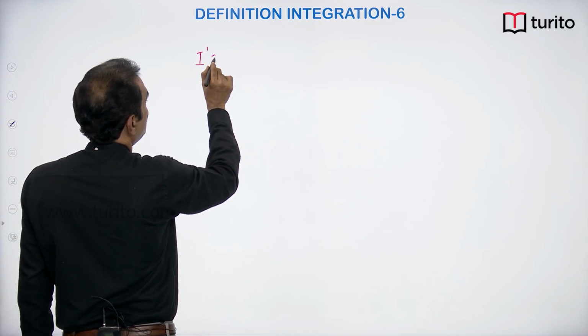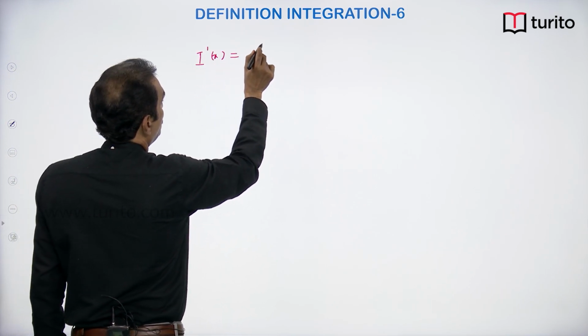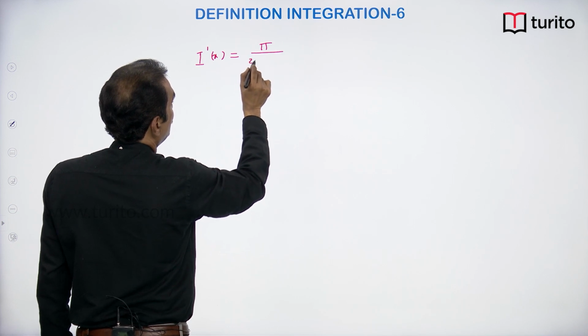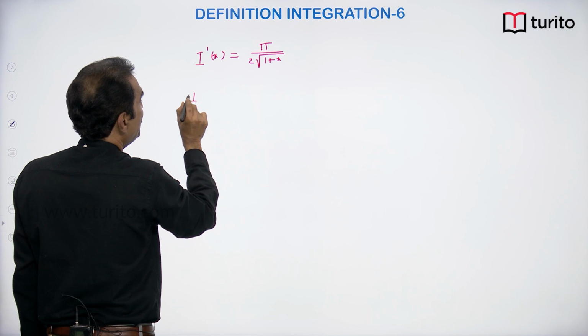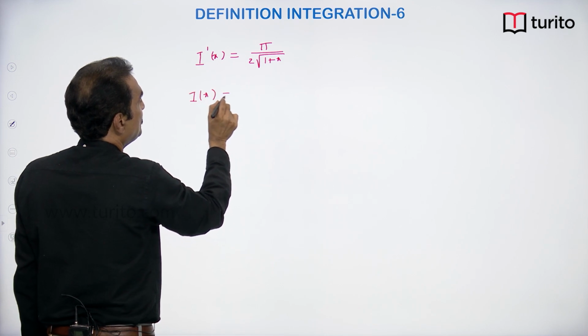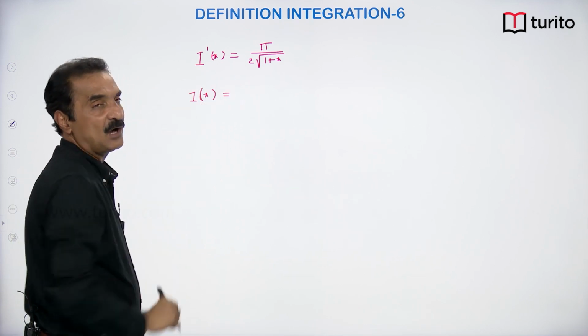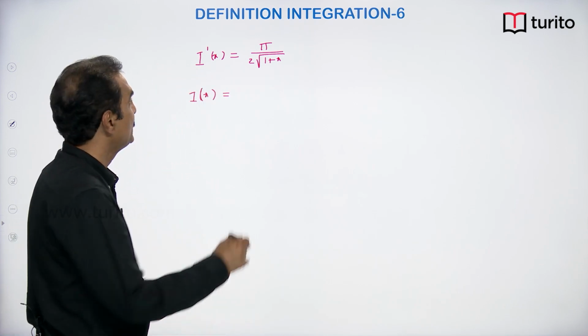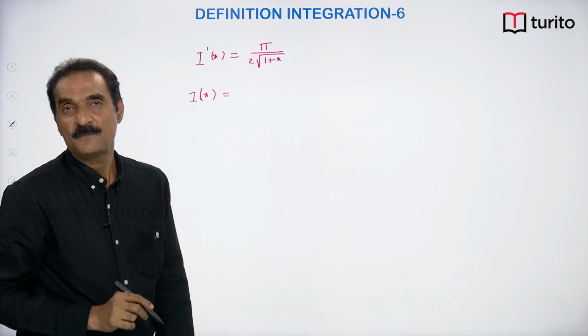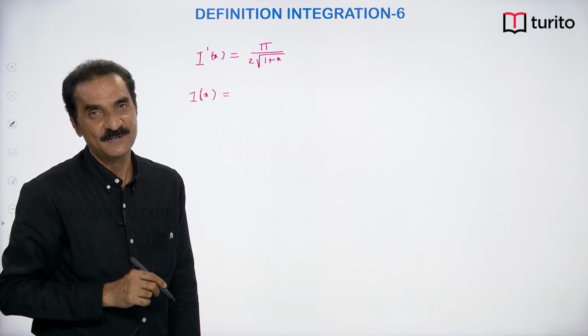I dash x is equal to pi by 2 root 1 plus x. How to find I of x? By integrating on both sides, but this is indefinite integration without limits. What is the integral of 1 by 2 root 1 plus x?